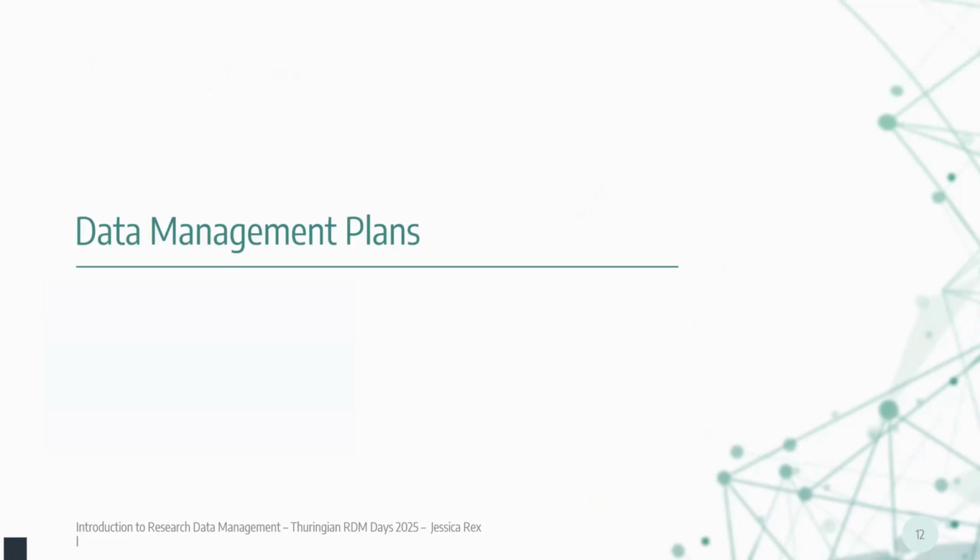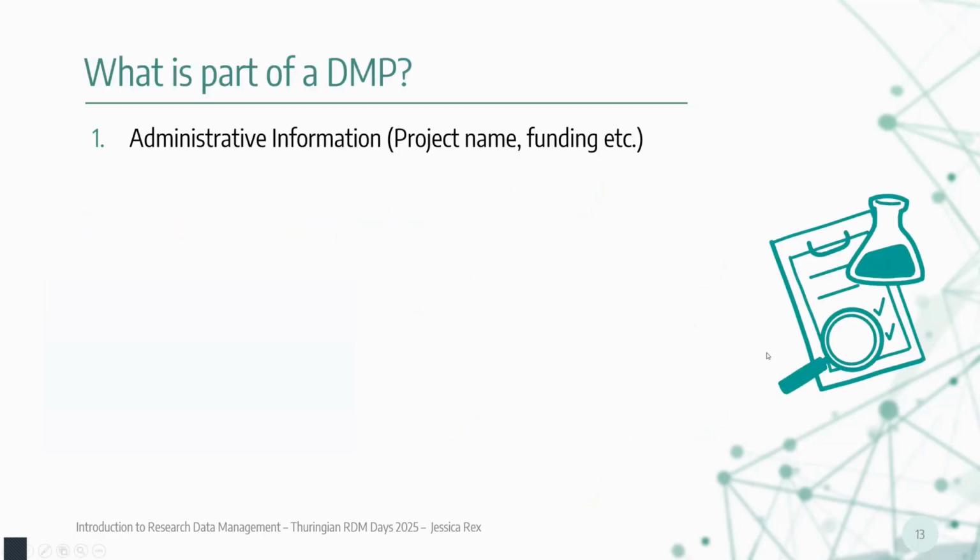Okay. So after we've done all that and thought about all that, I want to basically start at the beginning, what we just said, and talk a little bit about the planning stage of your research data and your project. And this will start with a data management plan. Now, what is even part of a data management plan? What are you supposed to put in there?